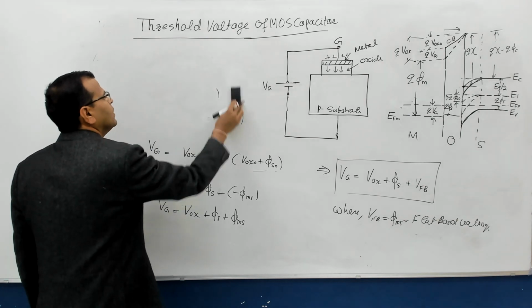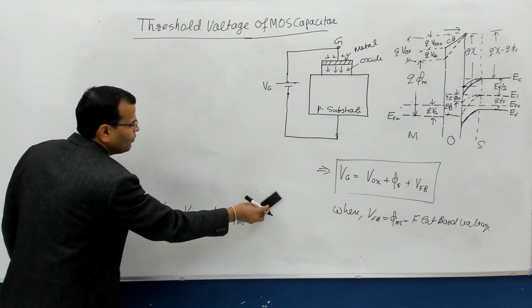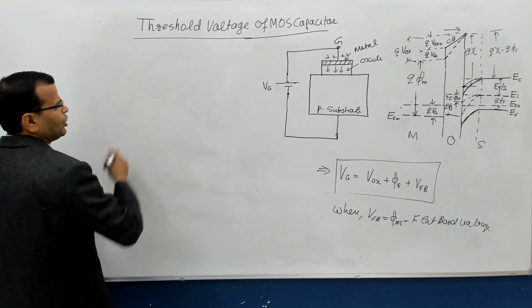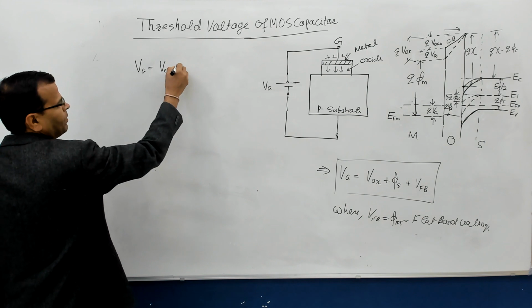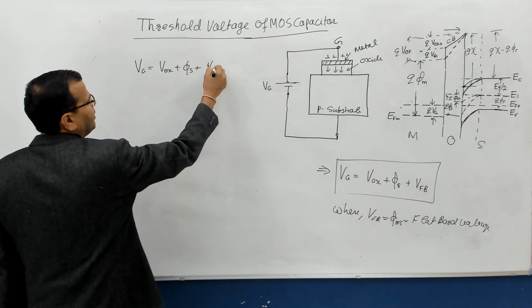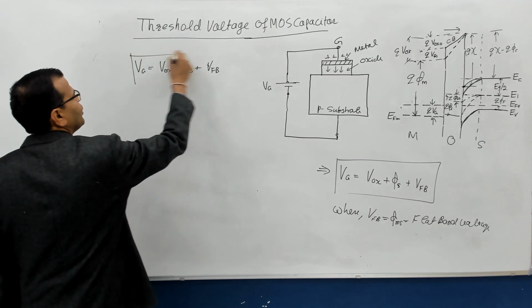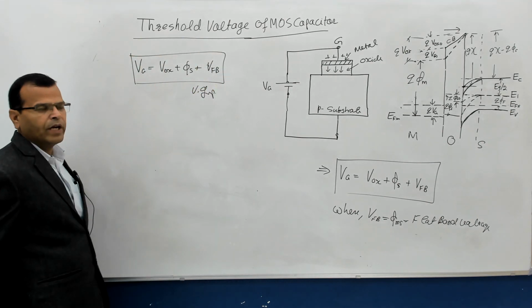Now, from here I am able to find the gate voltage Vg is equal to V naught X plus phi S plus VFB, that is the flat band voltage. This is a very important expression, right?